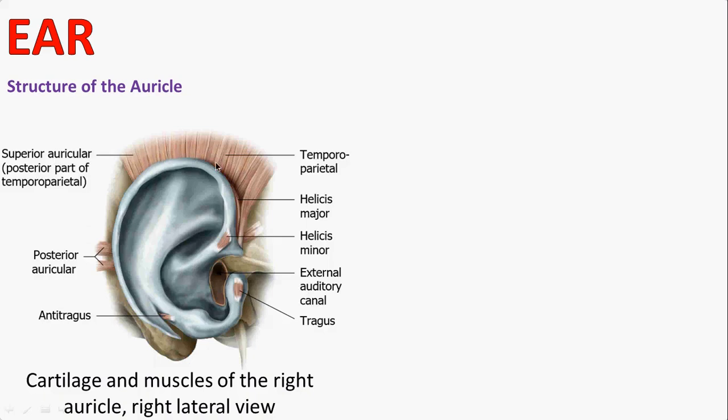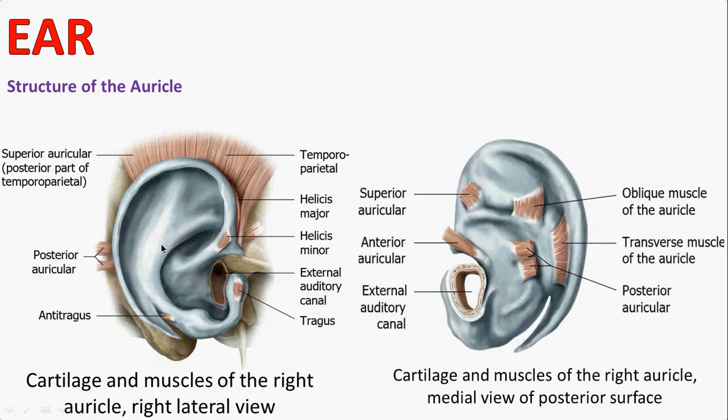The superior auricular muscle, the posterior part of the temporoparietal, helicis major muscle, helicis minor muscle, and the tragus, antitragus, and posterior auricular muscles. Here you can see the cartilaginous portion, so this is also the cartilage. Posterior auricular, transverse muscle of the auricle, oblique muscle of the auricle, and the superior auricular and anterior auricular. So these are the muscles. As we know, they are vestigial in humans.